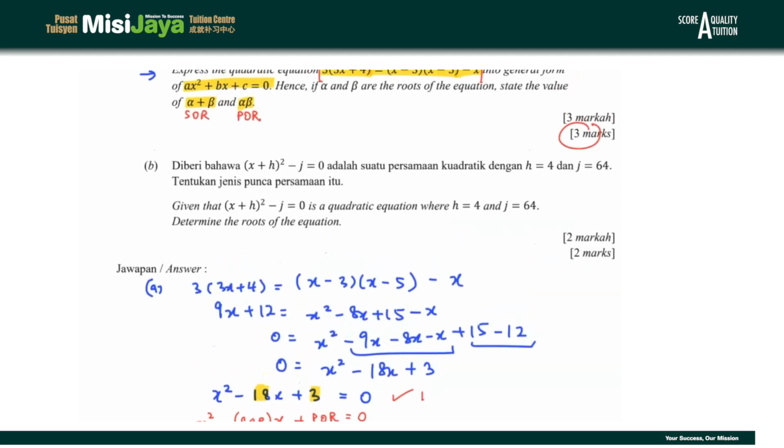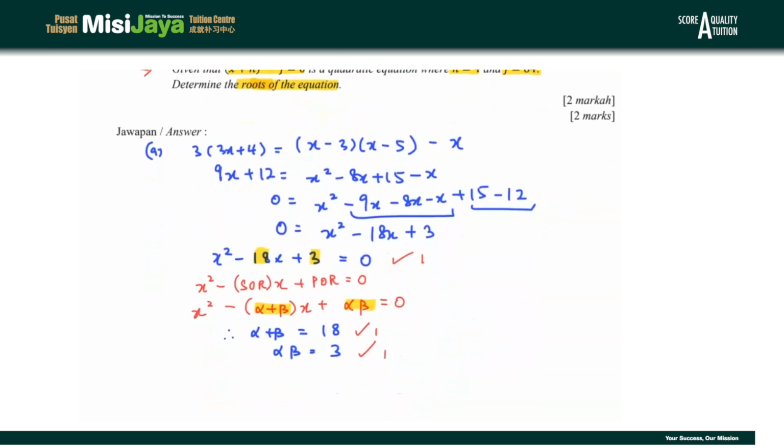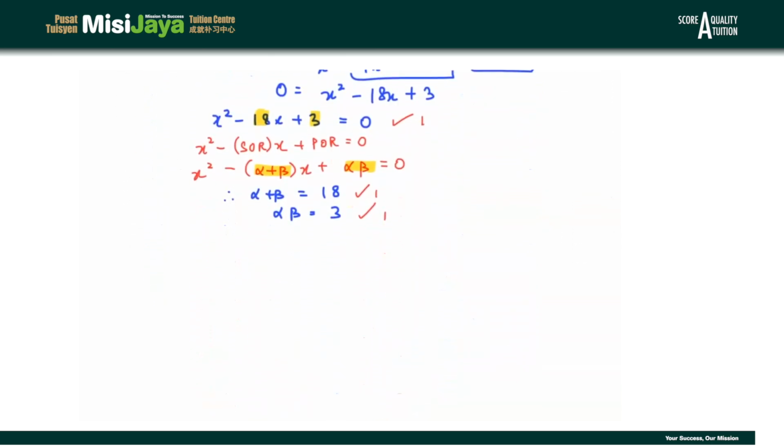Okay, now let's look at B. Given that (x plus h) whole thing squared minus j equals to 0 is a quadratic equation where h is 4 and j is 64. So determine the roots of the equation. To determine the roots of the equation, we're going to find the value of b squared minus 4ac, which is the determinant. Okay, so I'm going to do it at the bottom here for b.